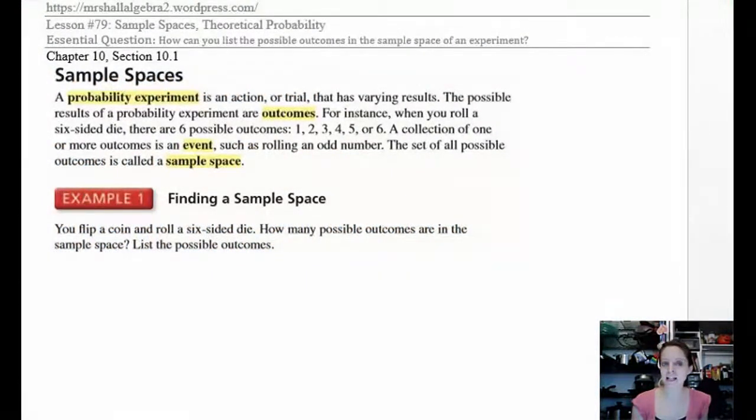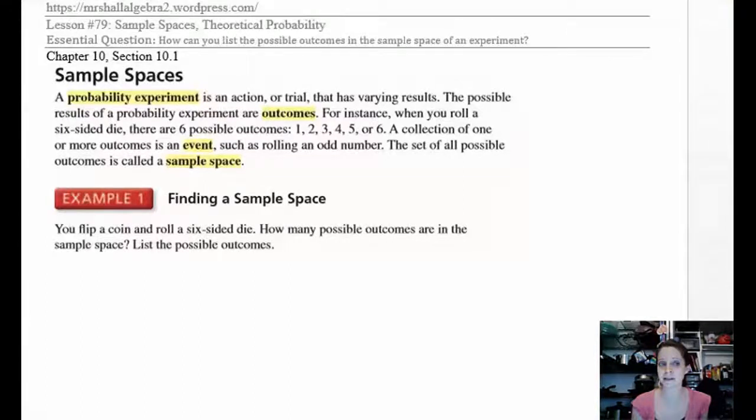A probability experiment is an action or trial that has varying results. The possible results of a probability experiment are outcomes. For instance, when you roll a six-sided die, there are 6 possible outcomes: 1, 2, 3, 4, 5, or 6. A collection of one or more outcomes is an event, such as rolling an odd number. The set of all possible outcomes is called a sample space.